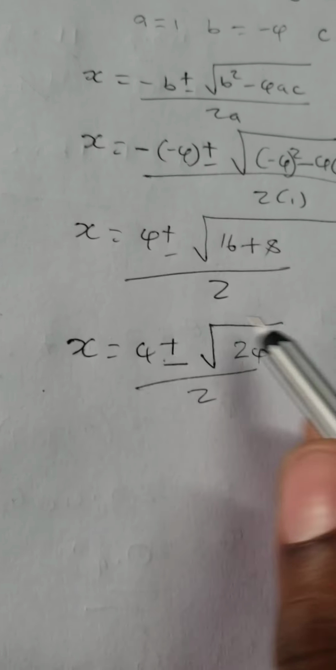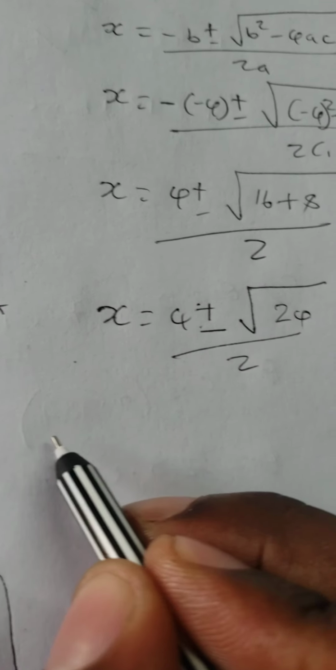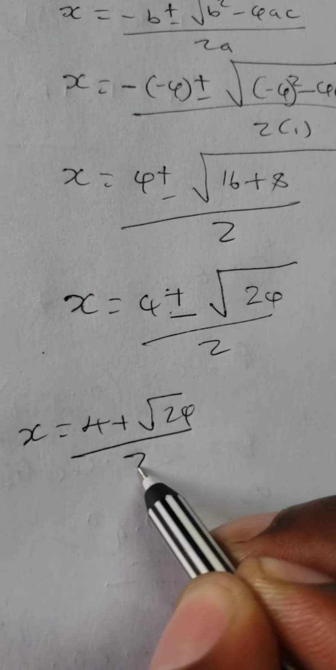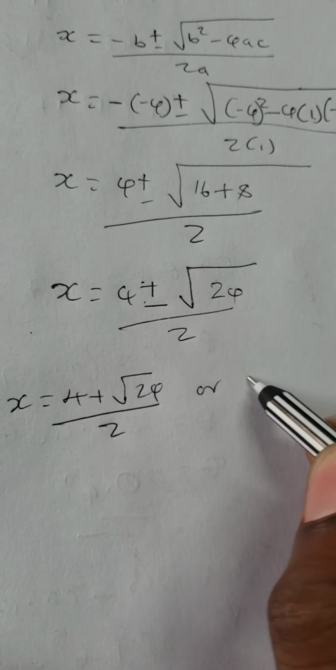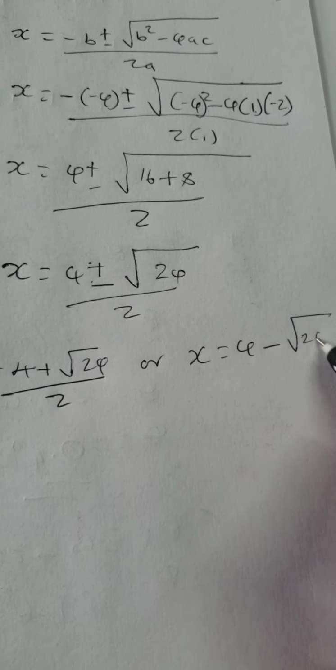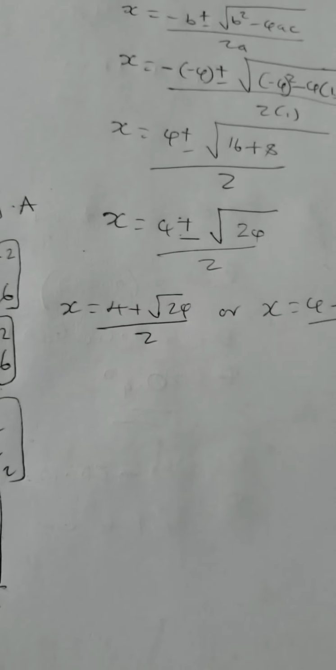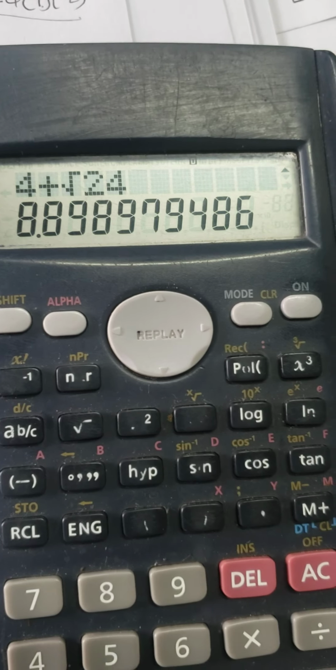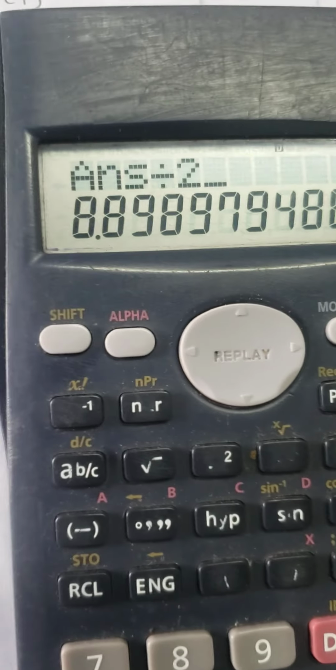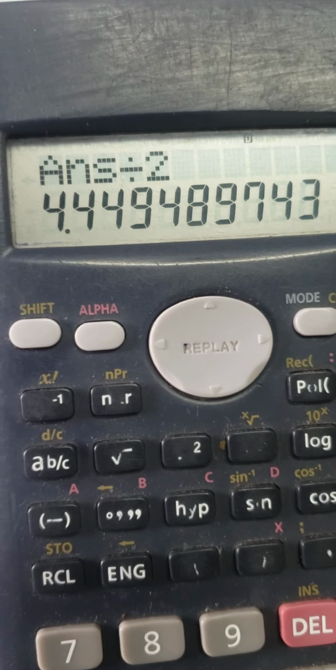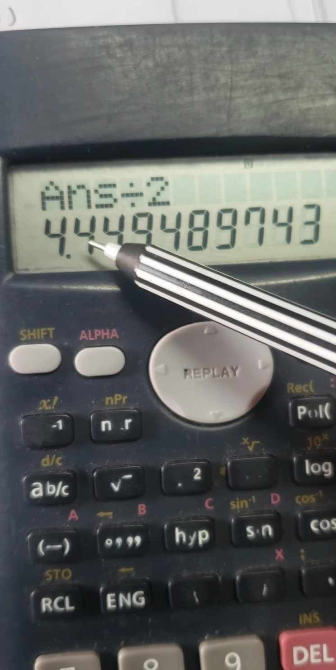All right, then after that we split this because you have a positive sign and a negative sign. So x is equal to 4 plus root 24 over 2. Then on the other hand, or x is equal to 4 minus root 24 over 2. Then we just get on our calculator and say 4 plus root 24. All right, we say equals, then divide by 2. All right, we have 4.449489743. Leaving our answer into 2dp, it will be 4.45.